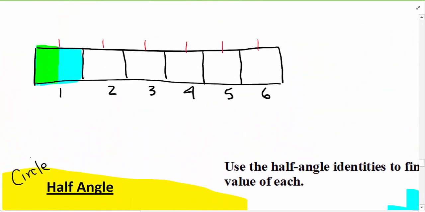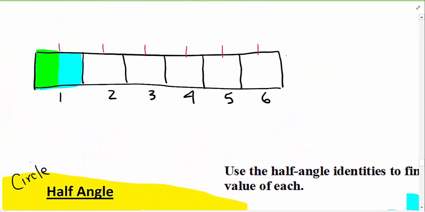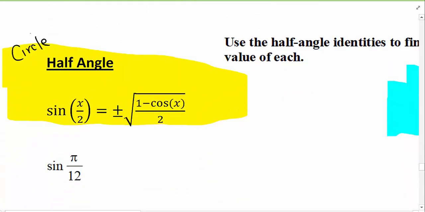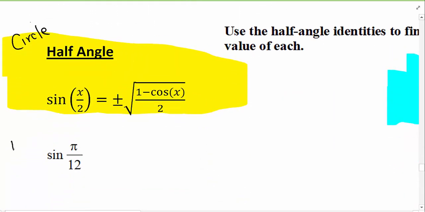what? Well, let's think about it this way. If we had, say, even a half of a ruler and we had 6 inches right here, well, if we divided each of those 1 inches in half, there would be 1, 2, 3, 4, 5, 6, 7, 8, 9, 10, 11, 12. So half of pi 12ths is pi 6. And here's the formula. Pi 6 divided by 2 would be pi 12ths.